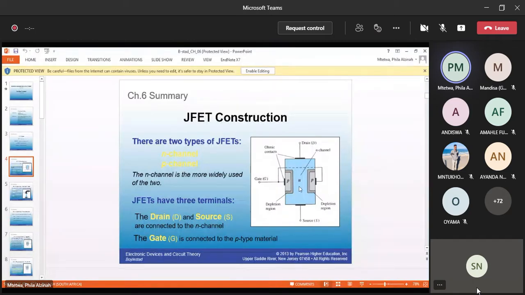Okay, and this is an ohmic contact, which is what also contributes to this high input impedance, which was mentioned on the previous slide. I've already mentioned that there are two types. You have an N channel and a P channel. So if here you have P, then your substrates will be made of an N material. Hence, it will be a P channel JFET. The 3 terminals I've mentioned: your drain, your source, and your gate.